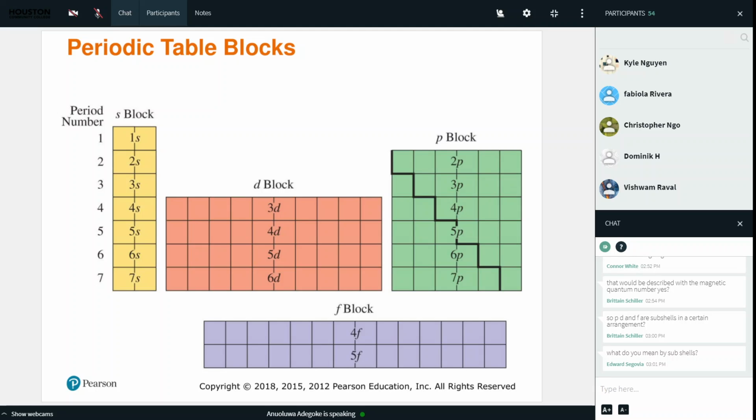All right, so to be able to write electronic configuration, you are going to need your periodic table. When you have your periodic table, did you see that this looks like our periodic table? Even though it is not color coded, it is broken down into blocks.